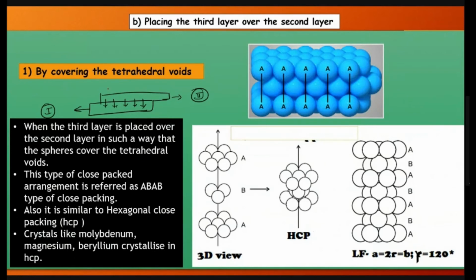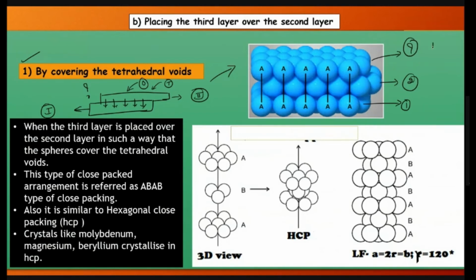So there is a question here. How can I place the third layer over the second layer? There are 2 options. One is by covering the tetrahedral voids, or I can place the third layer by covering the octahedral voids. You can see the picture over here on the right side. Two layers are over. This is the first layer and this is the second layer. Now the point is how we are going to place the third layer above the second layer.